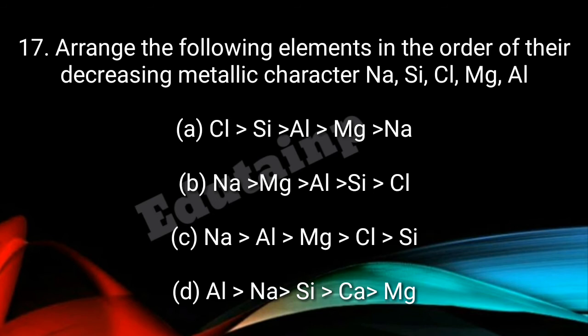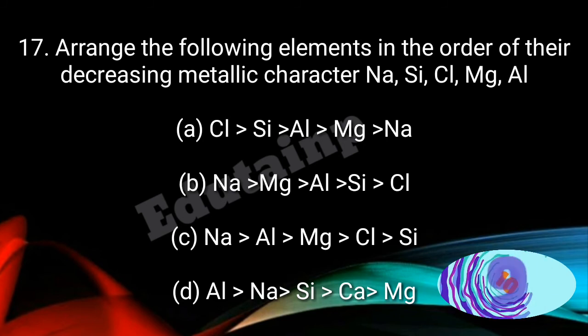Arrange the following elements in the order of their decreasing metallic character: sodium, silicon, chlorine, magnesium, aluminium.